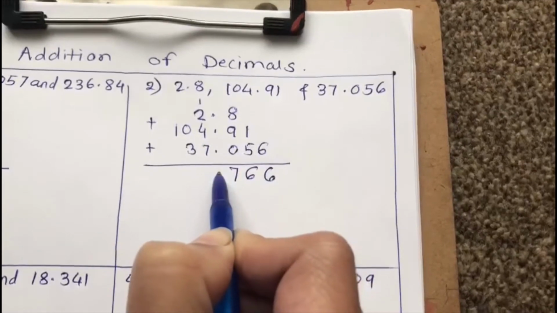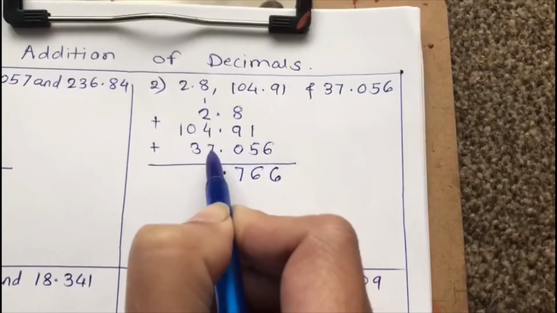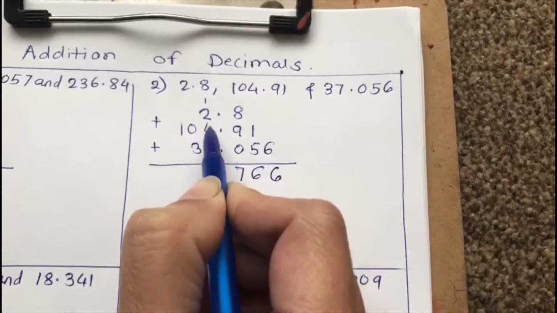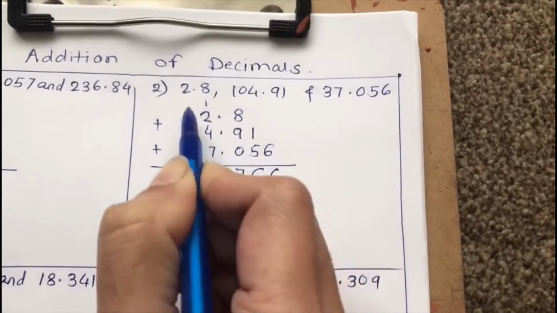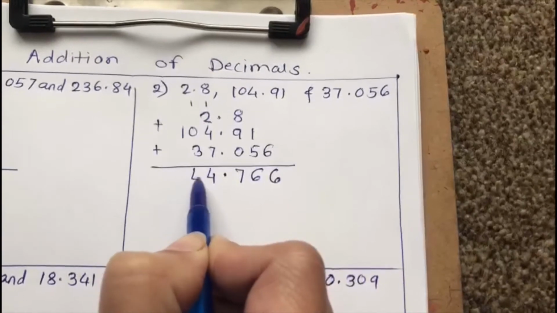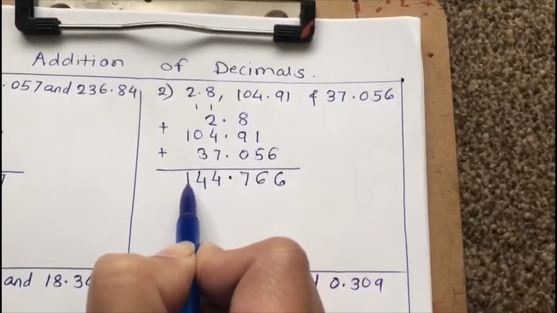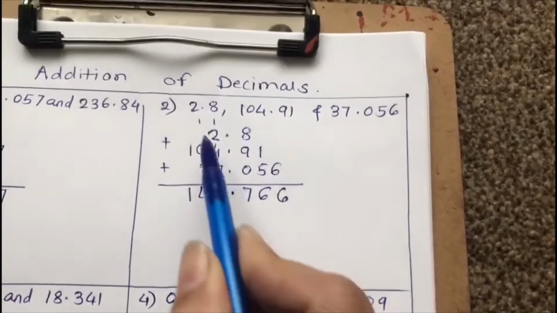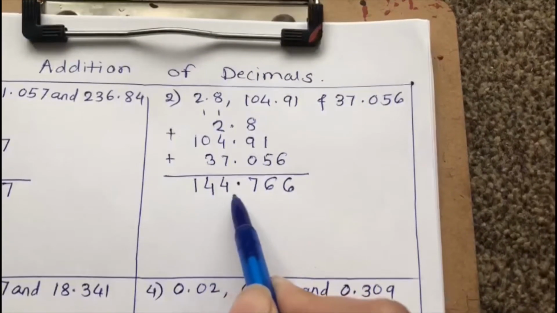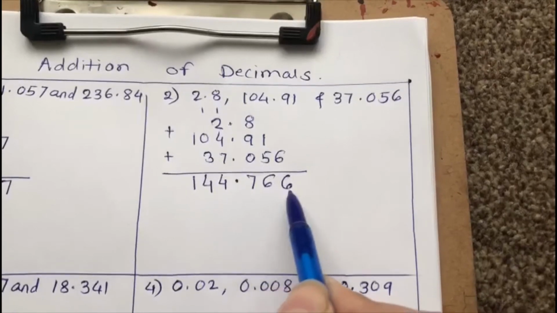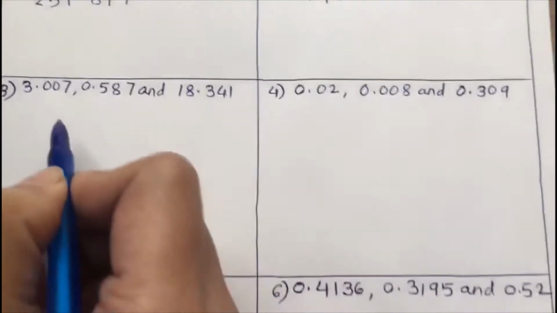Below the decimal point I give decimal point. And 7 plus 4 is 11, plus 2 is 13, plus 1 is 14. So I write 1 here. 3 plus 1 is 4, and I write 1 here. When we add all these three numbers, the addition comes as 144.766.